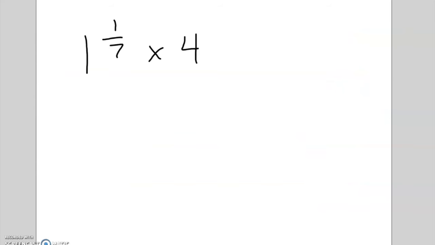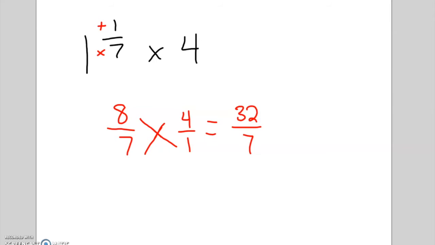Okay, this one. Remember the first thing we do? Turn the mixed number to improper, times and plus. 7 times 1 is 7, plus 1 is 8. Bottom stays the same. Times 4 over 1. Can't simplify those two. Can't simplify those two, so we go straight across. 32 over 7. So I have to divide. 32 divided by 7.